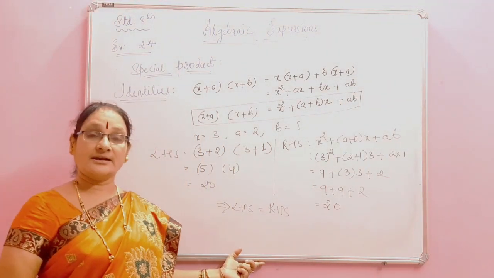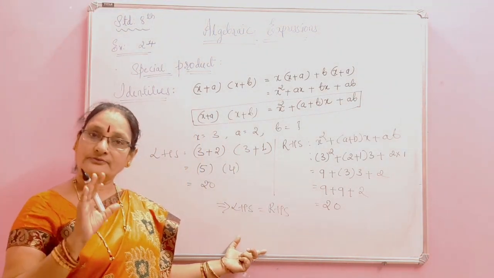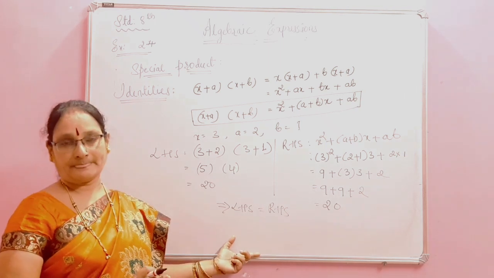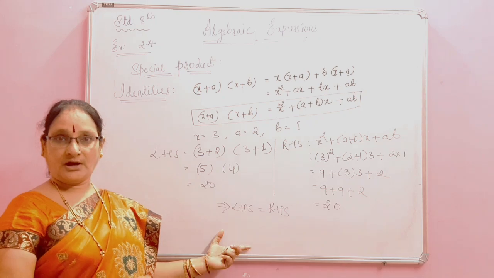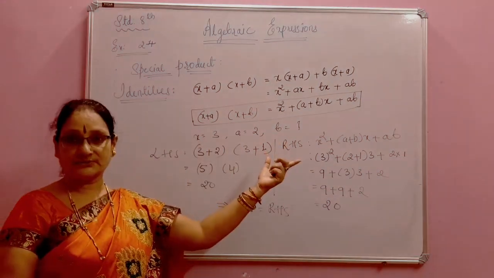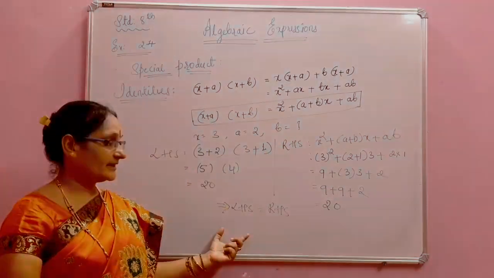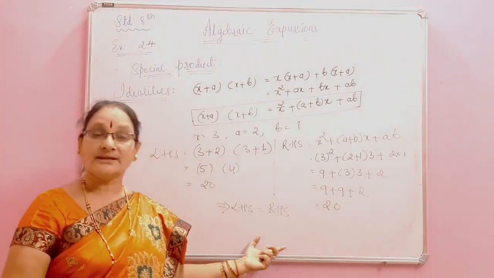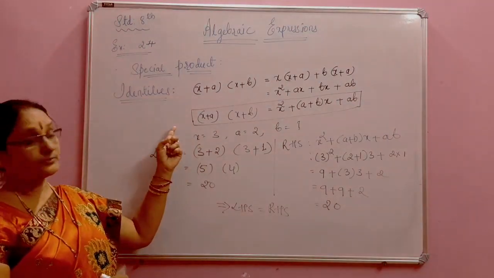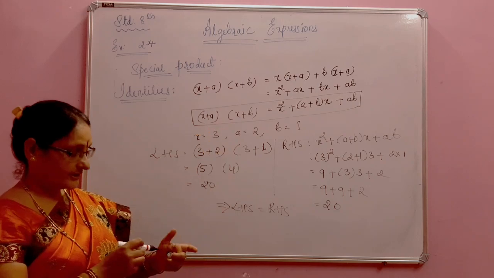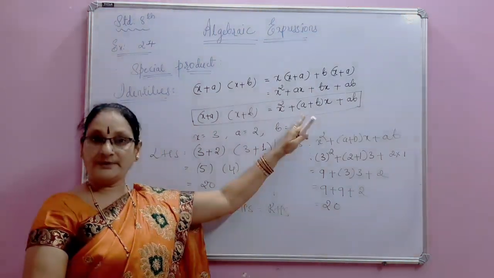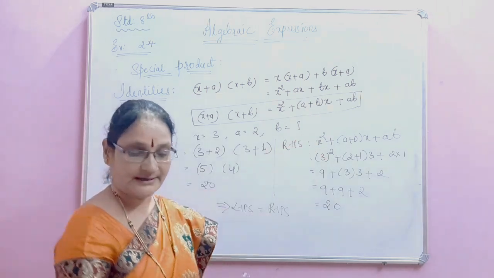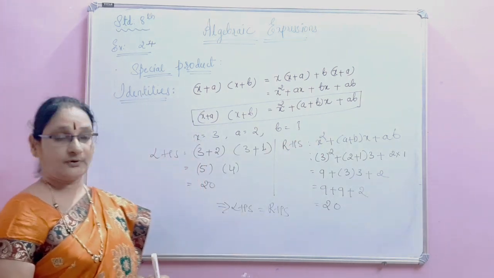Now today we are learning 4 identities. All the 4 identities will be the same. Identity is nothing but an equality of the given values. In that we will find LHS and RHS, both will be the same. Now the first identity, what is it? (x + a)(x + b) = x² + (a + b)x + ab is the first identity. Very, very important.